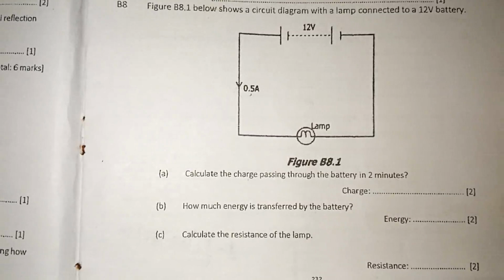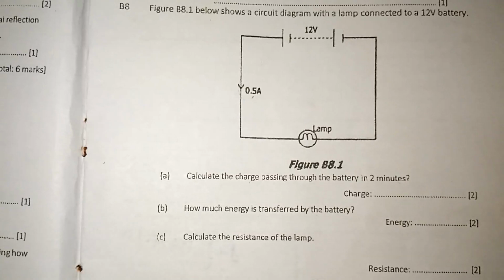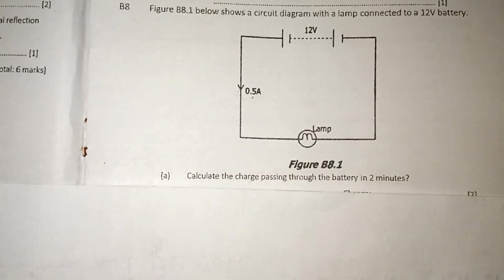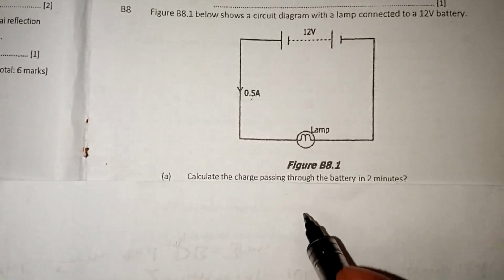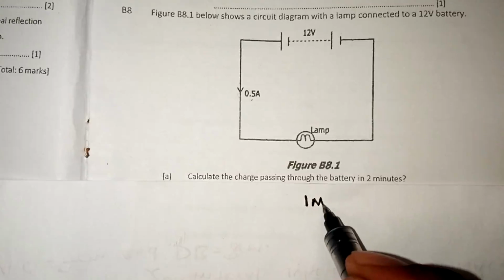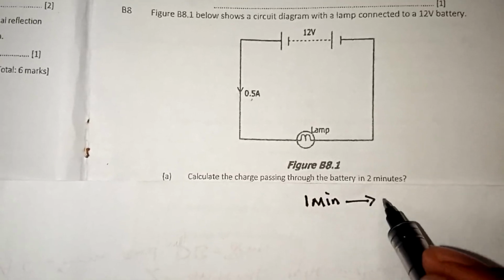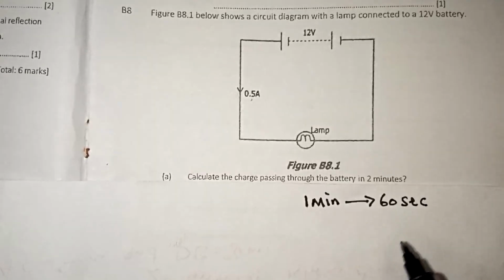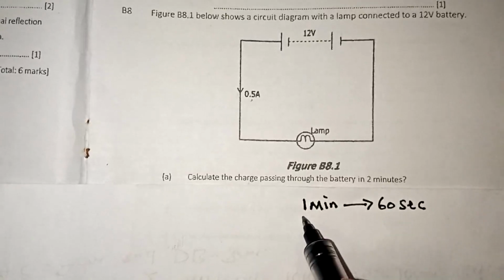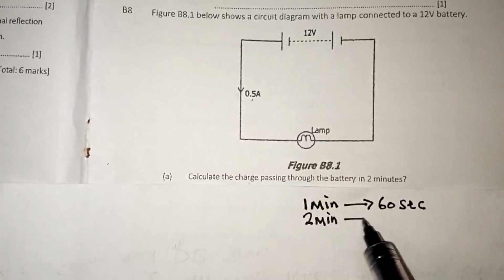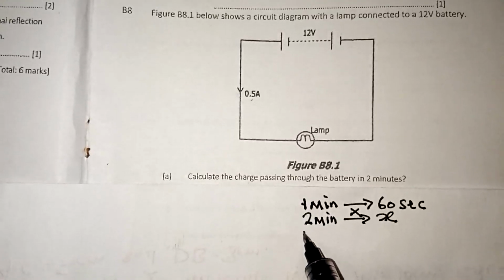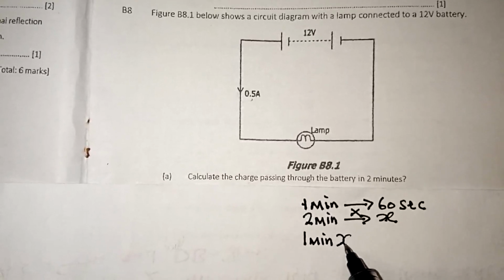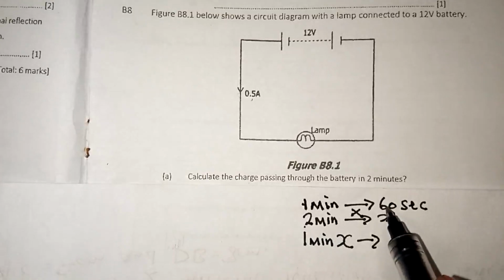So how do you do that? To convert time, you should use the conventional units. I am converting 2 minutes here, so you should understand that 1 minute is equal to 60 seconds. We have 2 minutes, so 2 minutes is equal to x. Cross multiply: 1 minute times x, 1 min x, is equal to 2 minutes times 60 seconds.